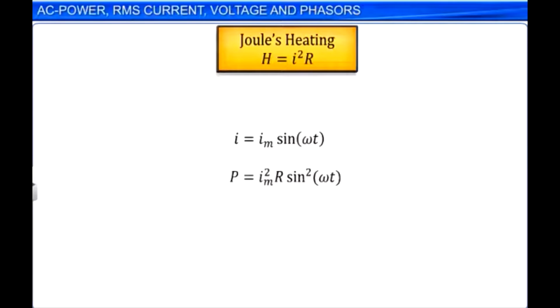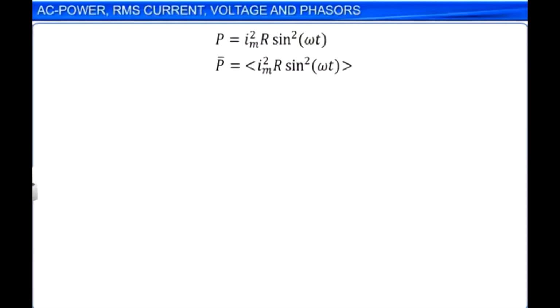Earlier, we learned that the current through an AC circuit containing a resistor is given by I is equal to Im sine omega t. On substituting the value of I in the equation for power, we get P is equal to Im square R sine square omega t. If we average the value of the instantaneous value of power over an entire cycle, we can write the expression as shown.